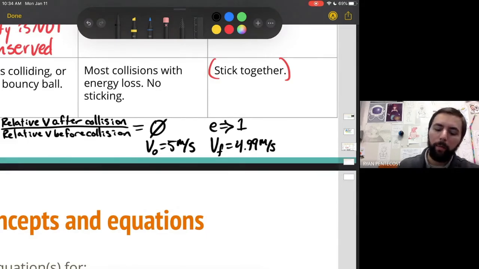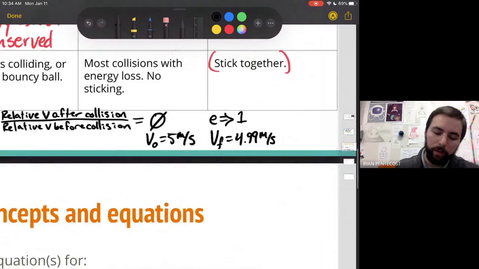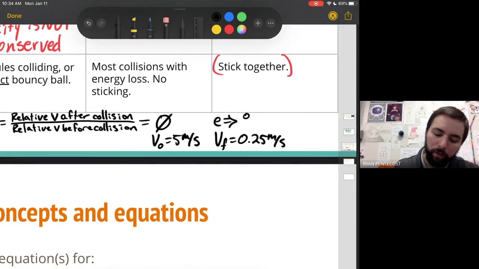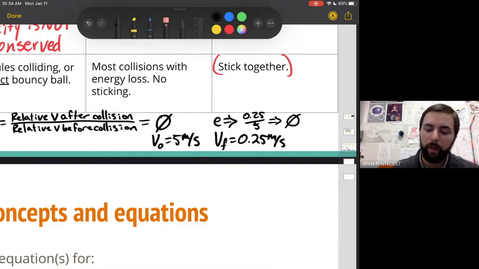Right? A ball that does not bounce very well, let's say it has a low final velocity. Let's say it goes down to 0.25 meters per second. That means that your e would not be high. You would have the value 0.25 divided by 5, which is a really low number, right? So this is going to approach a lower and lower number until that eventually approaches 0. Now 0.25 obviously doesn't approach 0, but as that relative final velocity gets lower and lower, your coefficient of restitution approaches 0.